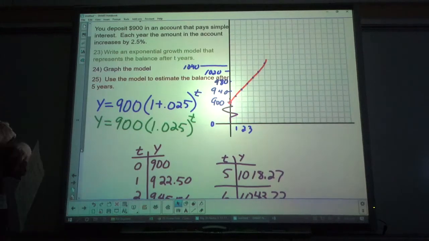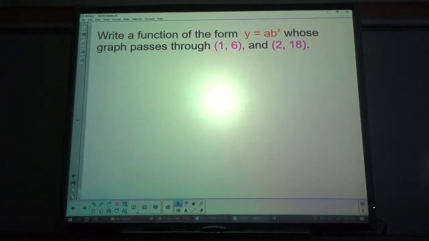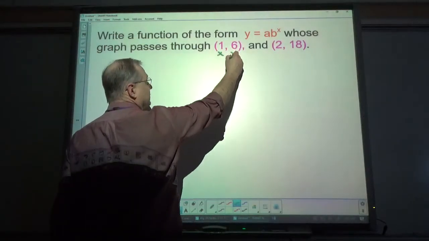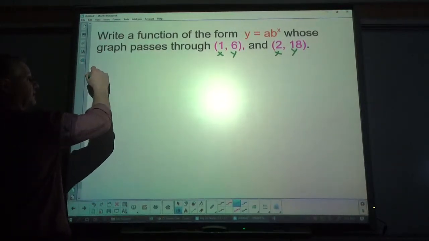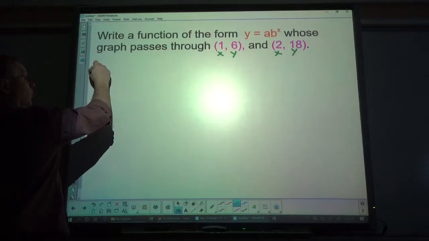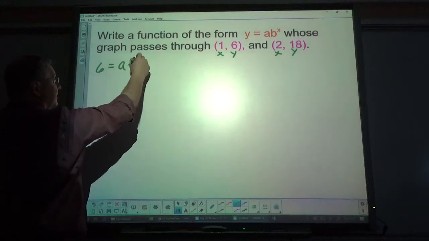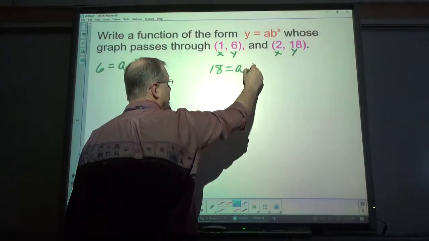So do your best with the graph. Let's take a look at another example. All right, this is different. Write a function of the form y equals a times b to the x whose graph passes through these 2 points. All right, let's see what we can do here. First, this is the x, this is the y. We need to know what a and b are. So I'm going to fill in x and y in 2 different equations. So y is 6 equals a times b to the x, which is 1. Y equals 18 equals a times b to the 2.